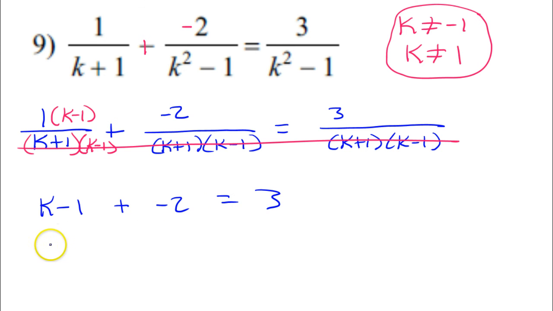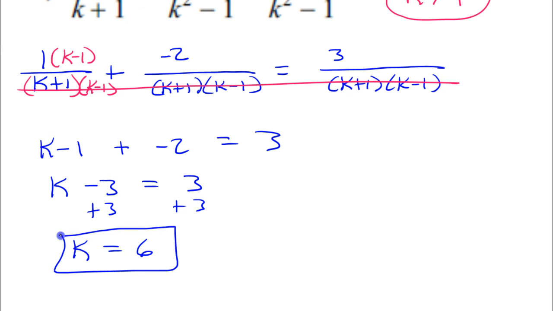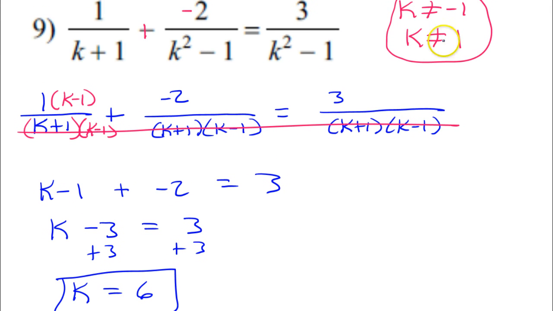That's an awfully simple equation. Negative 1 and negative 2, well, that's negative 3. Let's add 3 to both sides. So k is equal to 6. And that's the solution because it is not one of the excluded values. So that's it for number 9.